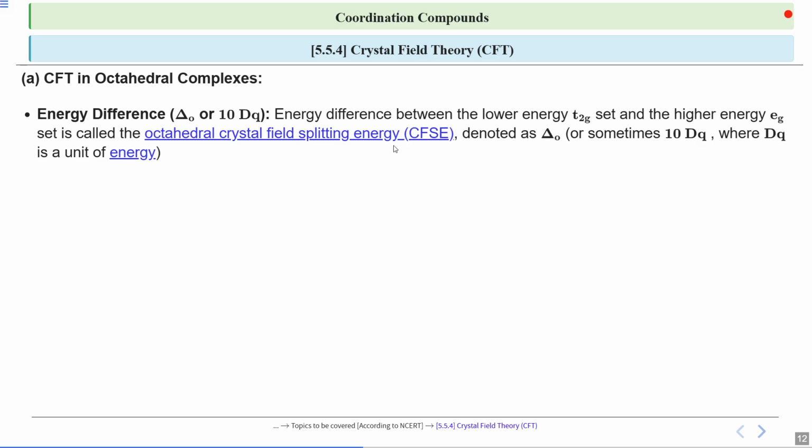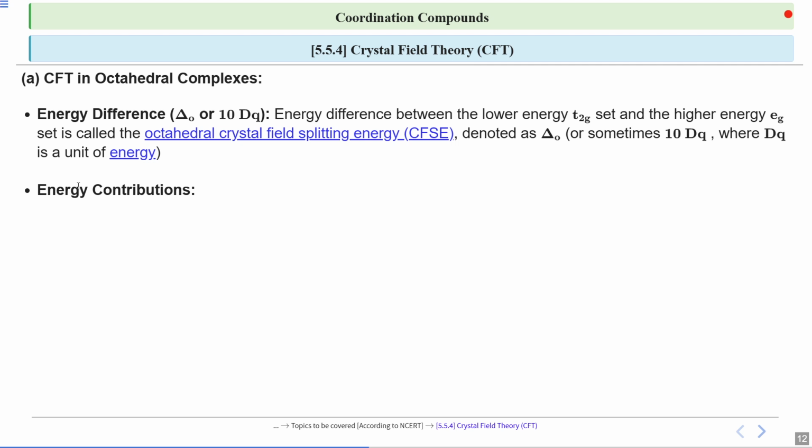So the energy difference between the lower energy T2G set and the higher energy EG set is referred to as the octahedral CFSE, and it is denoted as delta naught or sometimes 10 dq, where dq is a unit of energy. It can also be represented by delta naught, the octahedral CFSE. This O represents octahedral.